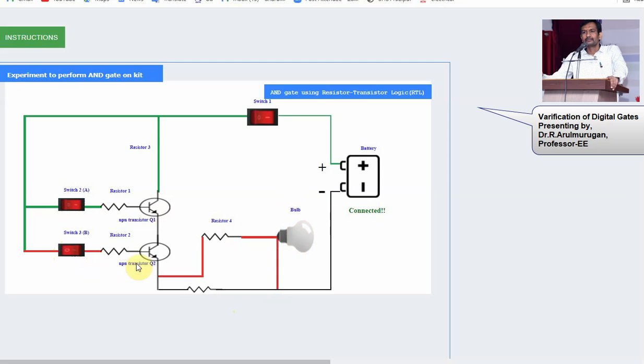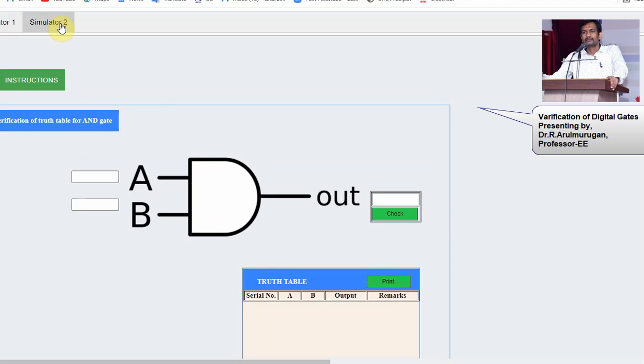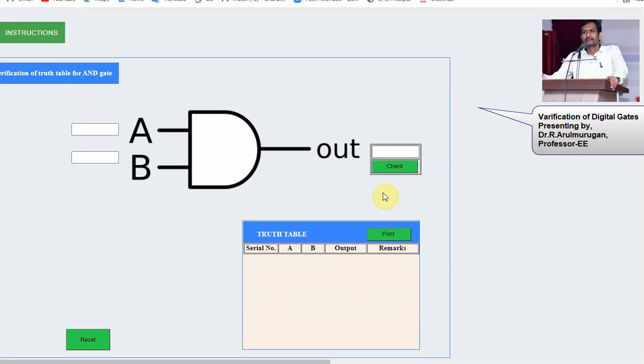See there how the circuit flows. So here both are on, the output is coming here and going there and closing the circuit. So this is called the AND gate. Okay. What is the truth table?